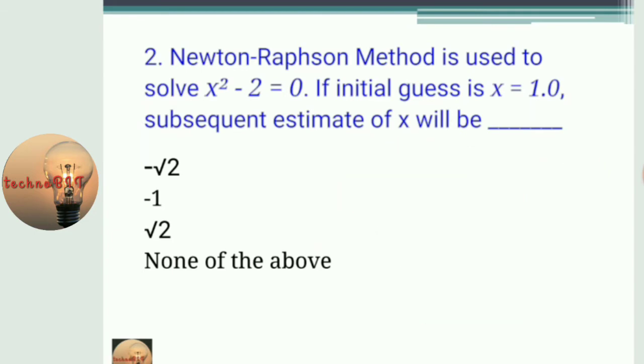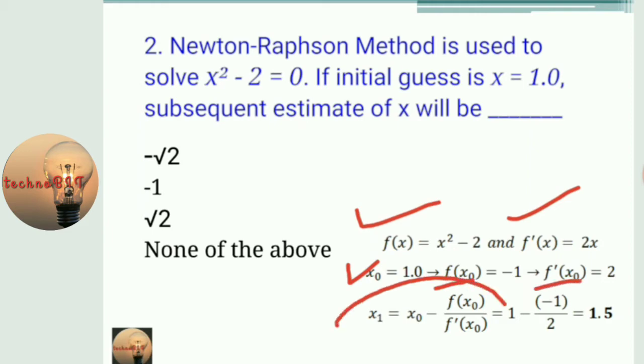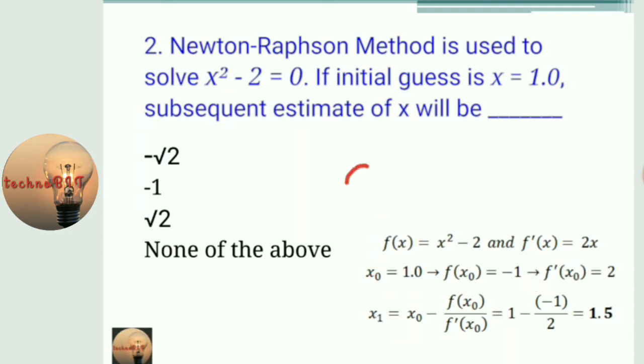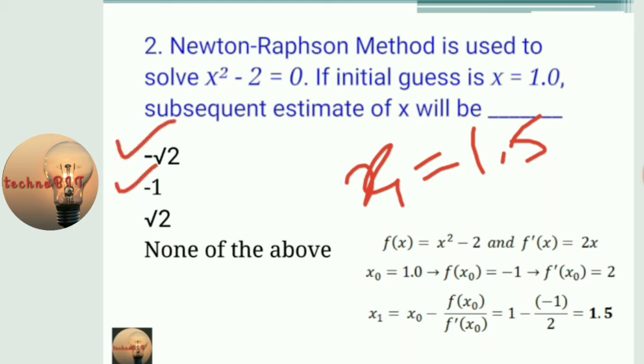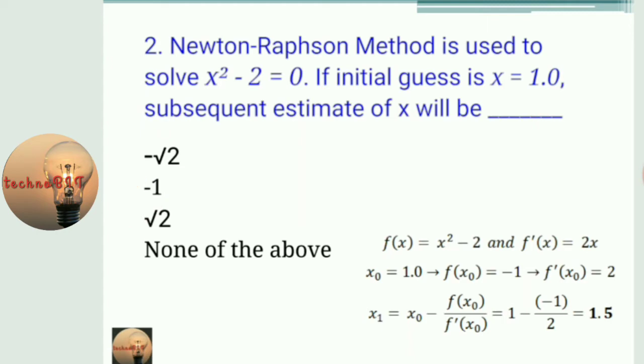So this is a simple solution. If you know the formula for Newton-Raphson method, you can easily solve it. Okay, so here f of x has been given, so we can calculate f dash of x. The value of x naught has been given, so calculate f of x naught and f dash of x naught. Then simply put all the values in this equation. This is the formula for Newton-Raphson method, and then we got the value as 1.5. Right, means the answer of x1 is 1.5 for this question, but in the option no option is like 1.5, that means we have to go for none of the above. Okay, so this is our second question.